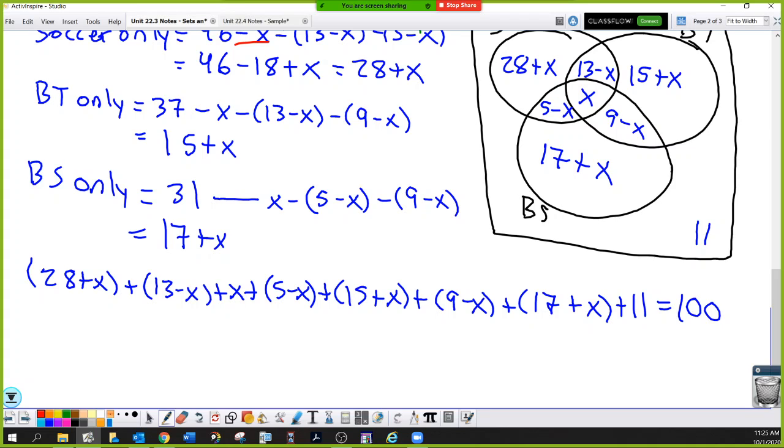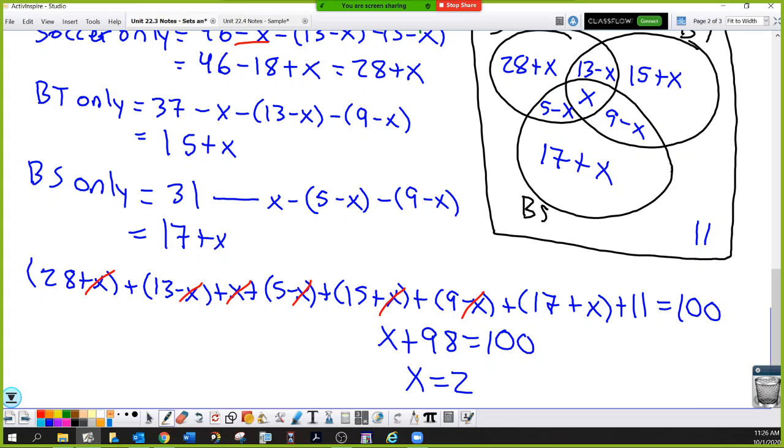So all the positive x's cancel a negative x. Positive x, negative x. Positive x, negative x. Positive x, negative x. Oh, there's a single positive x. Cool. And all of those integers are positive. Guess what they add up to? No, they don't add up to 100. They add up to 98. So 28 plus 13 plus 5 plus 15 plus 9 plus 17 plus 11 is 98. So x equals 2.